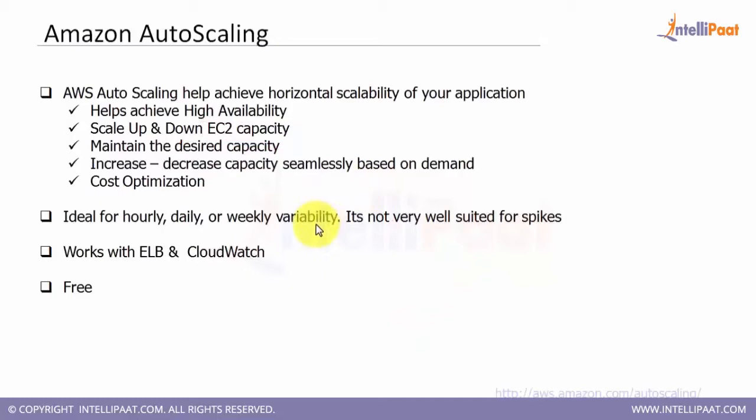Autoscaling is ideal for hourly, daily, weekly variability. If you have a load which is a spike, that's not the case. The reason is, by the time it spikes up, you are about to spin up a new instance. It has spiked down, and it's about to be terminated. Then again it spiked up, it is about to be launched. So you have to find a pattern and baseline, and only then should you set up the auto scaling formulas or events.